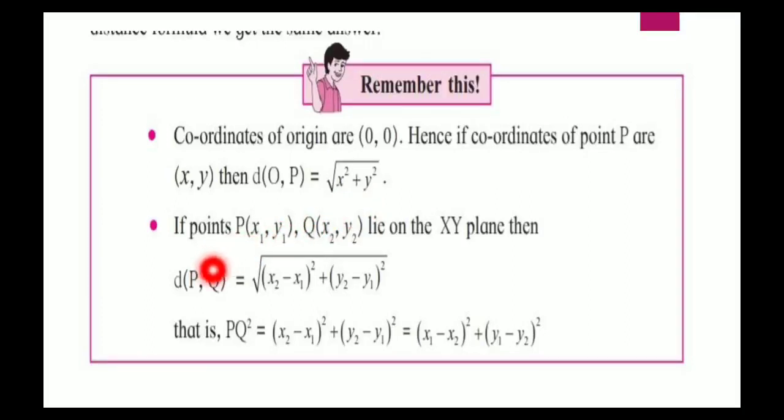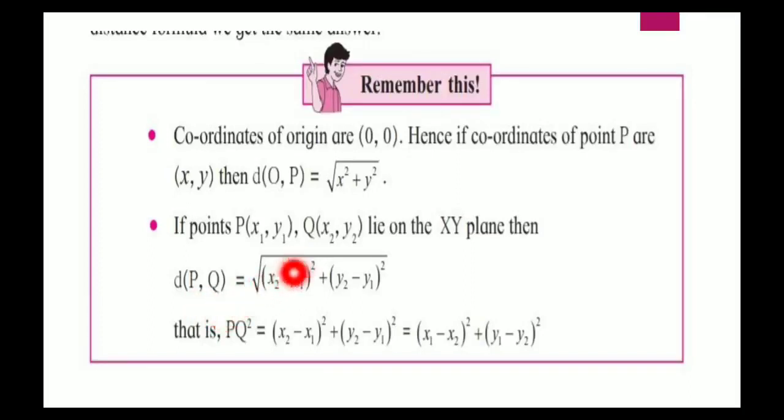Now the distance formula. Here we have a point P, x1 y1, and another point with coordinates x2 y2. We have to find the distance. This is the distance formula: square root of x2 minus x1 square plus y2 minus y1 square.